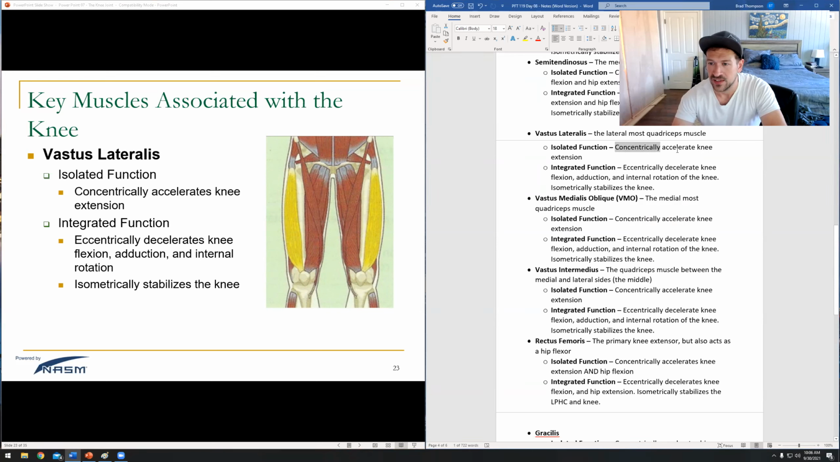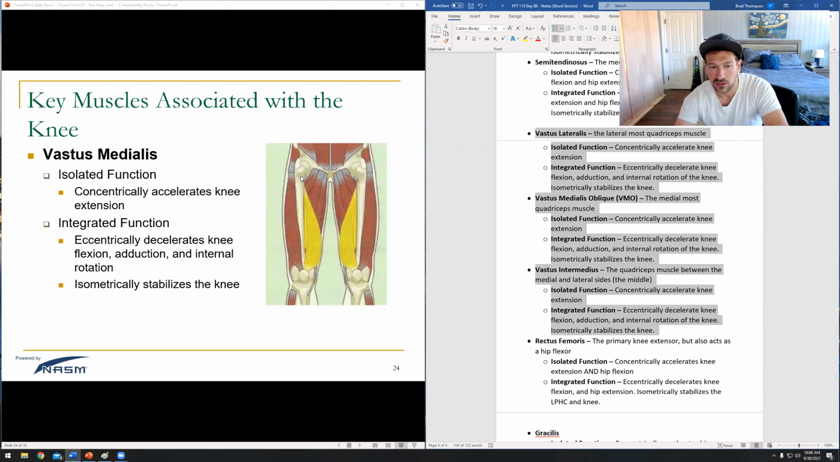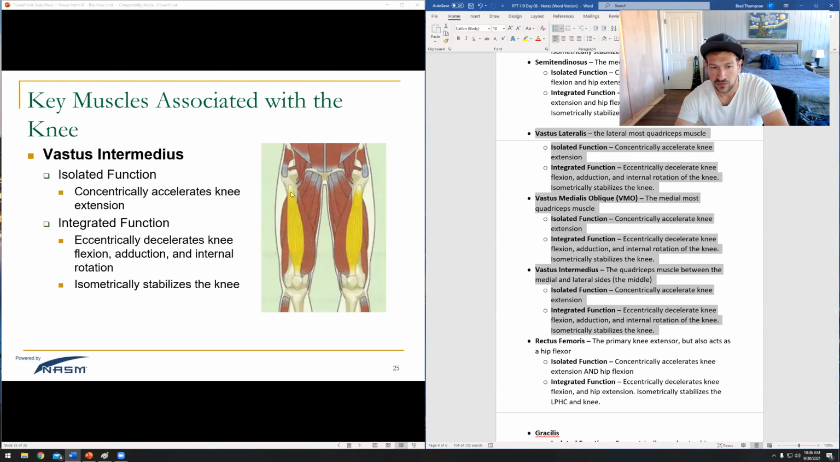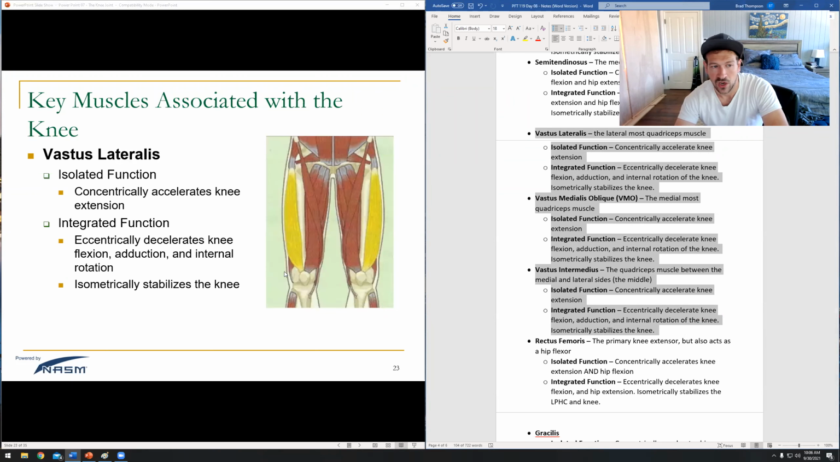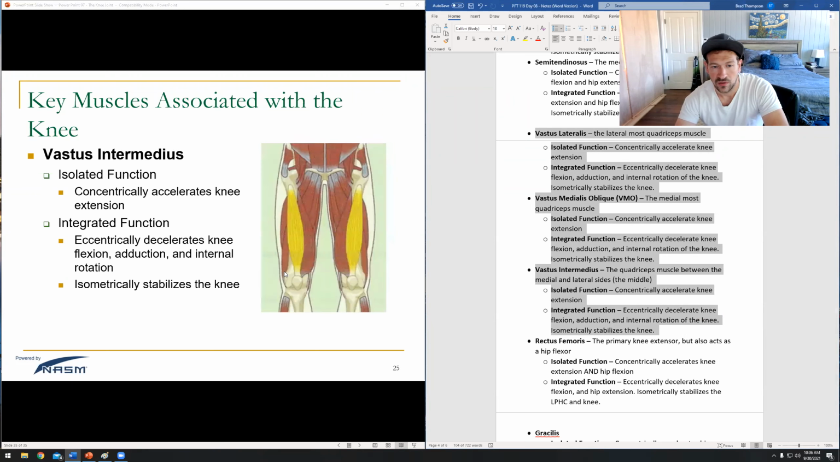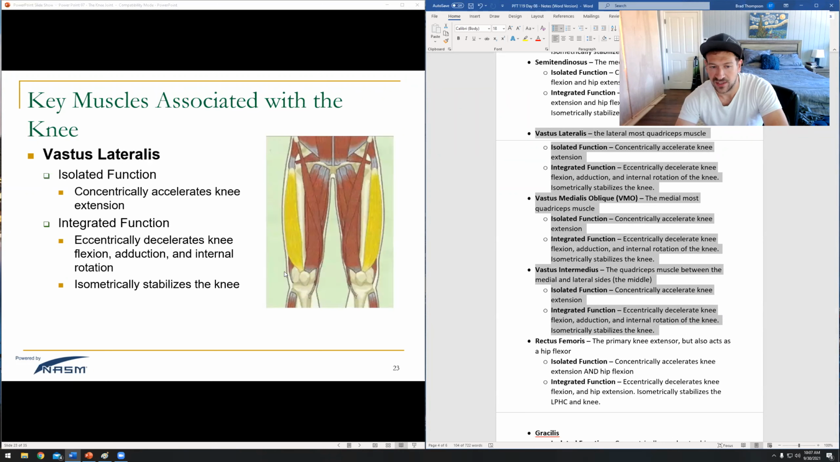And again, let's look at the name, look at the words here. Concentrically accelerates knee extension. That's all it does. It's not attached to the hip, right? None of the vasti muscles are. The three vastus muscles do not connect at the hip. They only connect at the femur and then down. This makes it look like they're grabbing the kneecap here, but it grabs all the way down, right? So those are your three vasti muscles.